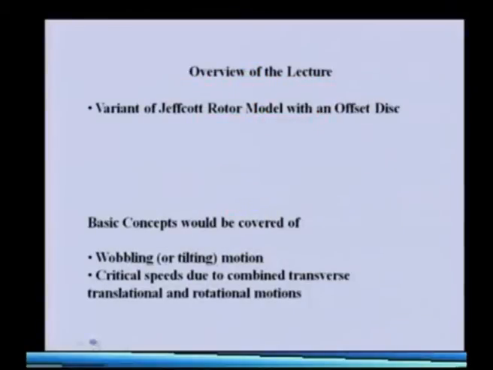This is the overview of the lecture, in which we will be taking the variant of the Jeffcott rotor model, in which the disc will be offset. Some of the concepts which we will be seeing in this are the wobbling motion or the tilting motion of the disc along with the translatory motion, and then we will be studying the critical speed due to the combined transverse and rotational motion of the disc.